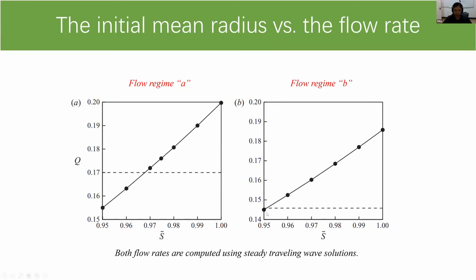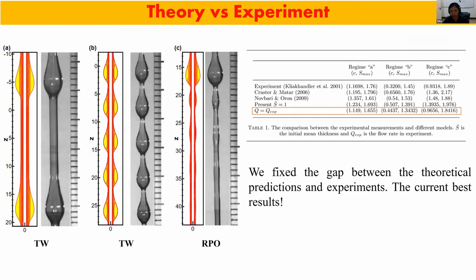And then we apply this procedure to flow region B and flow region C to get the correct initial radius. And finally, we recomputed the traveling wave solutions of flow region A and flow region B. But for flow region C, we failed to get a converged relative periodic orbit. It might be caused by the very small time step in my code. And we try to get a solution of flow region B using direct numerical simulations by designing initial conditions.